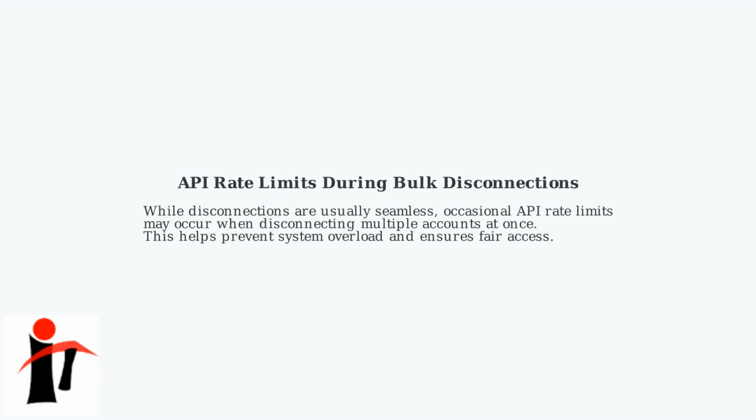While most disconnections from Sprout Social proceed smoothly, you may occasionally encounter API rate limits, especially when disconnecting multiple accounts simultaneously. These limits are designed to prevent system overload and ensure fair access for all users.